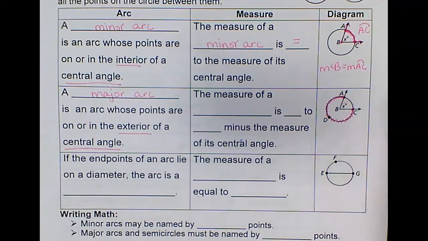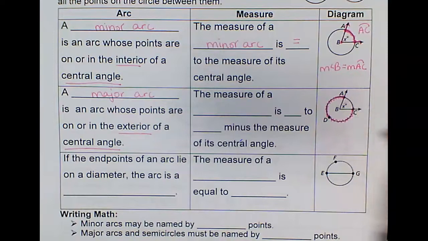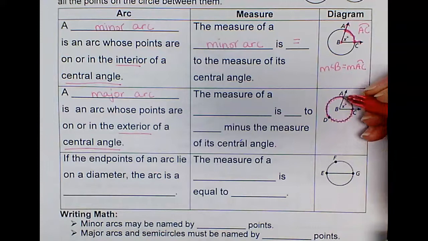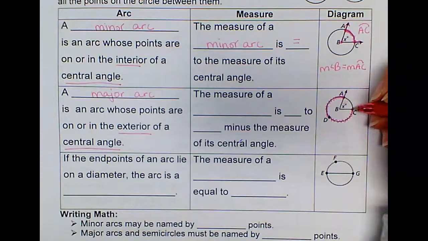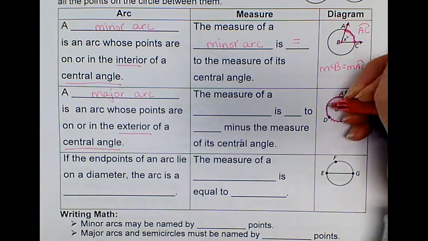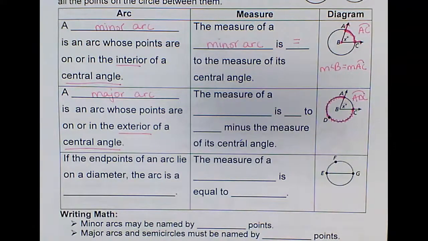So this arc is not called arc AC, because if we call it arc AC, then that doesn't tell us if we're talking about this or if we're talking about this, and we need to know which part of the circle we're discussing. So we don't use AC to name this arc. We use ADC to name this arc. Using 3 points ensures that we know we're talking about this major arc.